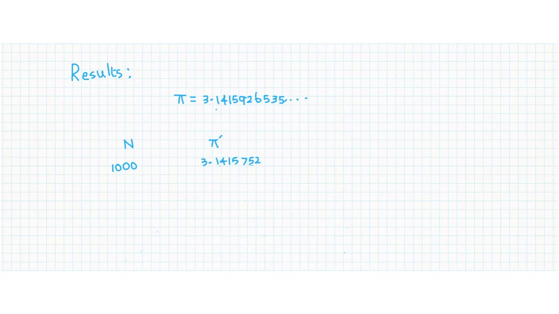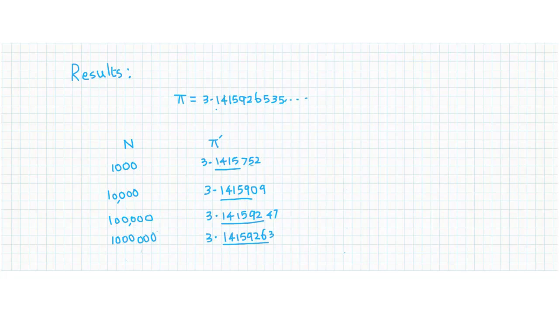If I take 1000 points and then calculate the value of pi as defined in the previous slide, the first four digits are correct. Let's add more points and see what we get. For 10,000 points, the first five digits after the decimal are correct. If I take 100,000 points, the first six digits after the decimal are correct. Let's take a million points and see. If we take a million points, the first seven digits after the decimal are correct.